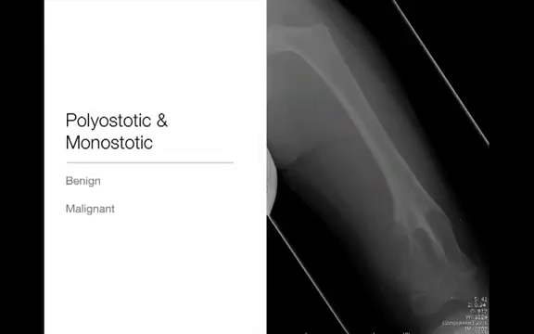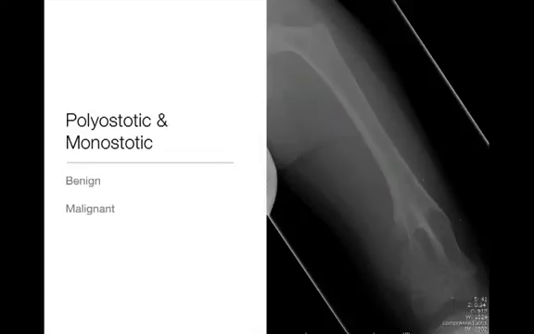Now, by far and away, the most common things that you're going to see on a day-to-day basis are malignant polyostotic things, and they're usually going to be Mets or multiple myeloma. You see these day in, day out. They're super common. They're by far the most common tumor you're likely to encounter in your practice.